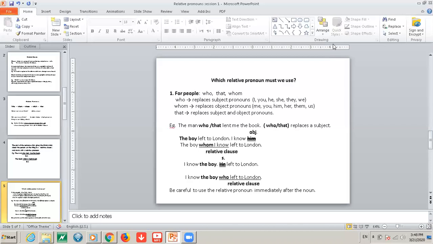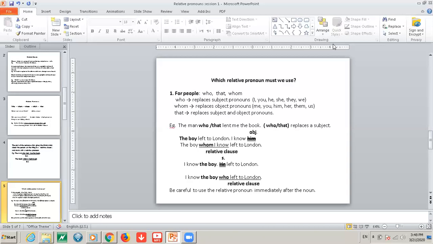Now let's look at the following examples. The man who or that lent me the book. Who or that replaces a subject. In this sentence, who defines the man or that defines the man, and the man in this sentence is the subject. So we are using who or that to define the subject, the man. The man who lent me the book or the man that lent me the book.